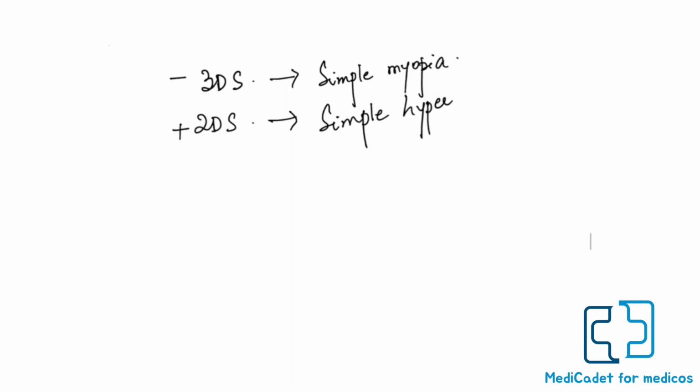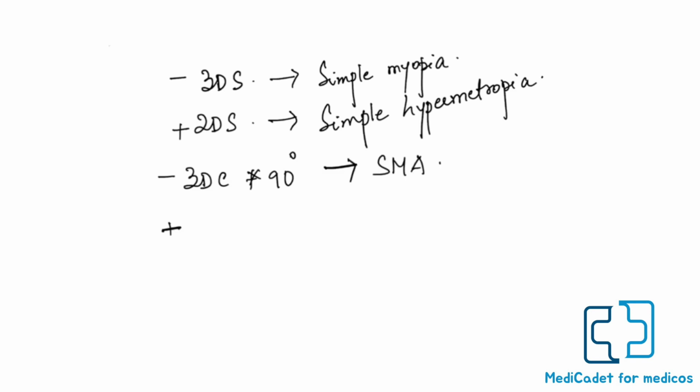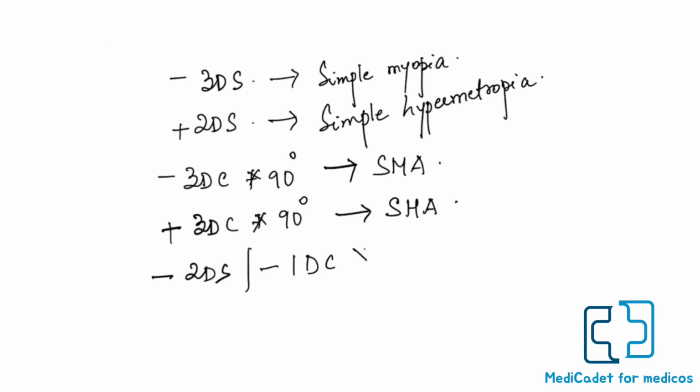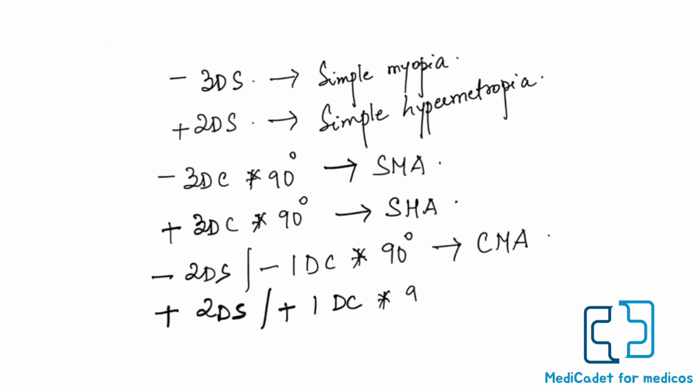I hope you people are being able to understand and recall what we just learned. So minus sphere, simple myopia; plus sphere, simple hypermetropia. Suppose we have a minus cylinder. A minus cylinder means SMA. What does a plus cylinder mean? Plus cylinder means SHA. Minus cylinder SMA, plus cylinder SHA. Now if both sphere and cylinder are minus, this is CMA. If both sphere and cylinder are plus, then this is CHA.